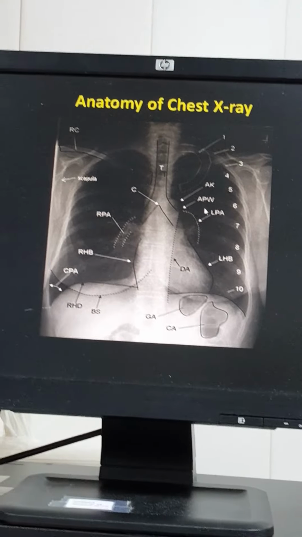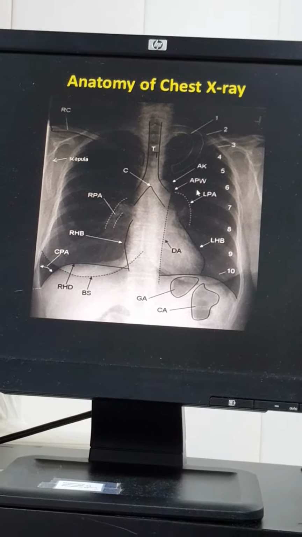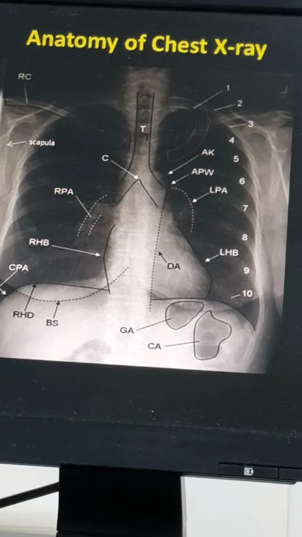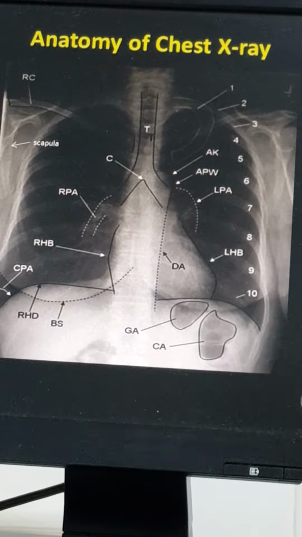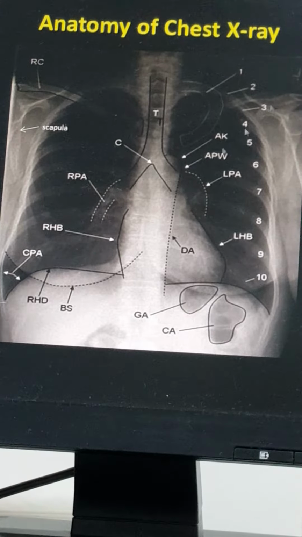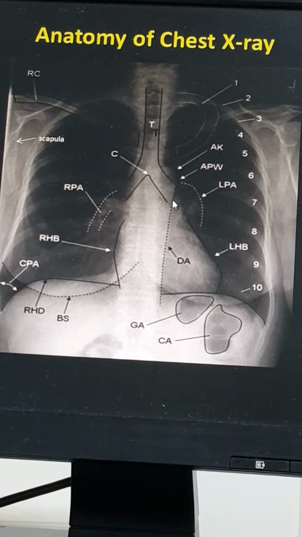If the angle is widened, that means something is pushing the carina outward. That may be due to lymphadenopathy. That may be due to the left ventricle, which when it enlarges, it pushes. So lymphadenopathy causes widening of the carina.